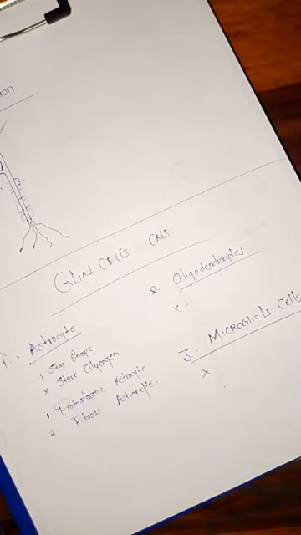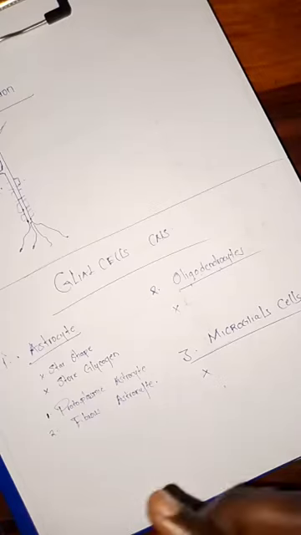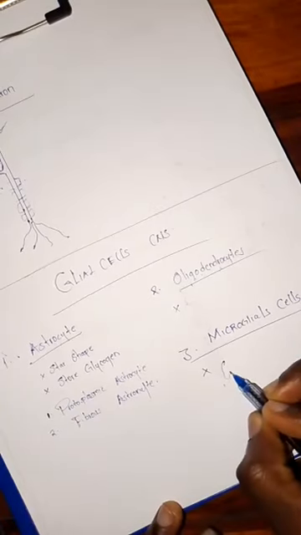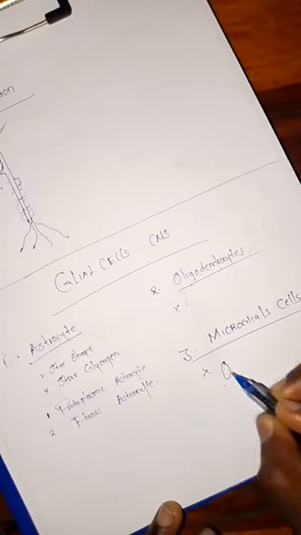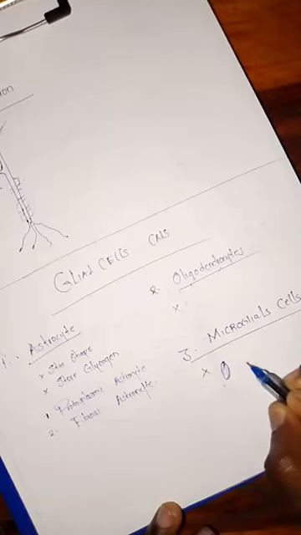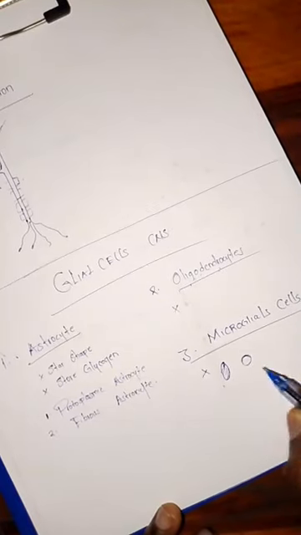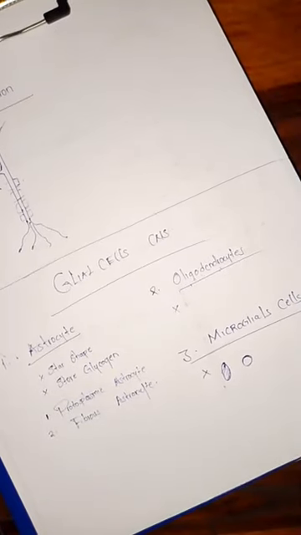Microscopically, you are going to find that these microglial cells have an elongated nucleus, which may look a bit elongated like this, or it may be spherical, just like a sphere. You know these shapes, so you have to take note of that.